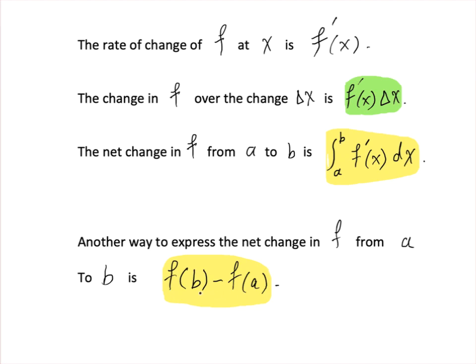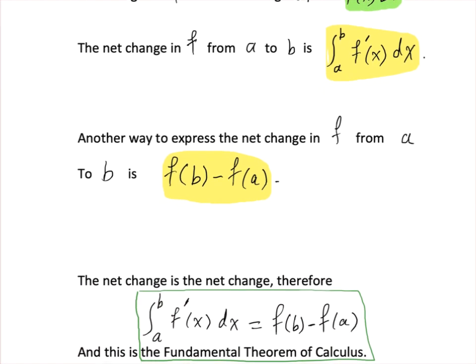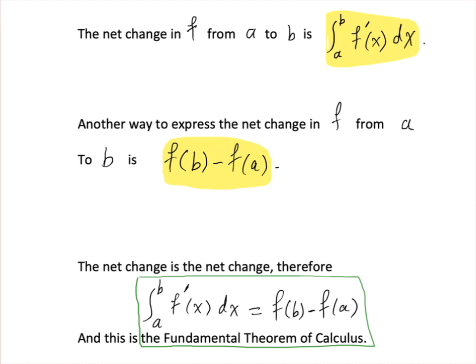Here's another way to see the net change. Simply, if we evaluate f at the right endpoint, at the final value of x, minus the value of f at the initial point, the left endpoint of the interval, that difference is the net change in f. And guess what? Net change is the net change. So that means these two quantities must be equal.